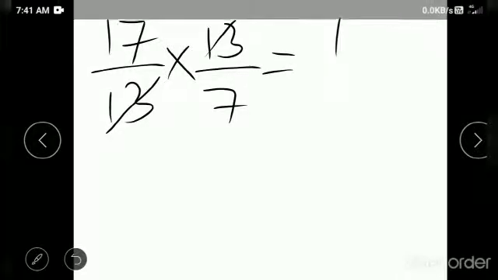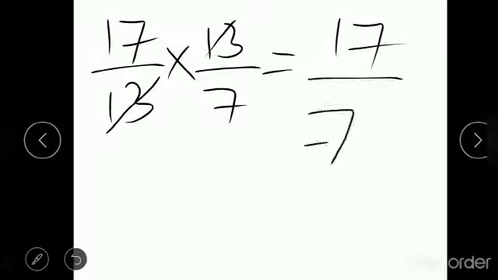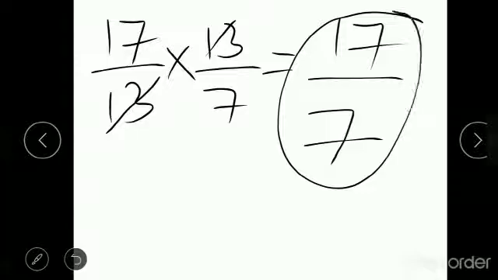The 17 divided by 7 will be remaining, right? So did you understand this? So you have 17 divided by 13 in the numerator and 7 divided by 13 in the denominator. So when you take it to the numerator, it becomes 13 divided by 7 and 13 will get cancelled. You have 17 divided by 7.